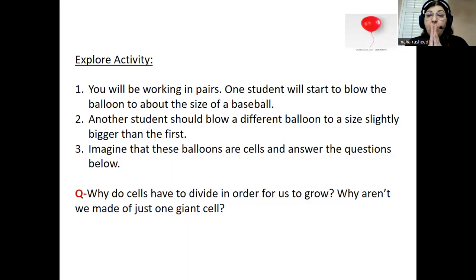So the first student holds the first cell, and when I start counting, start blowing the cell. So let's start. One, two, three, four, five, six. Okay, stop. I want you to tie the cell and put it next to you. Okay, so this is the first cell. I want the second student to hold the second cell and start blowing the cell when I count. One, two, three, four, five, six, 7, 8, 9, 10. Stop. So I want you to tie your cell and put it next to you.